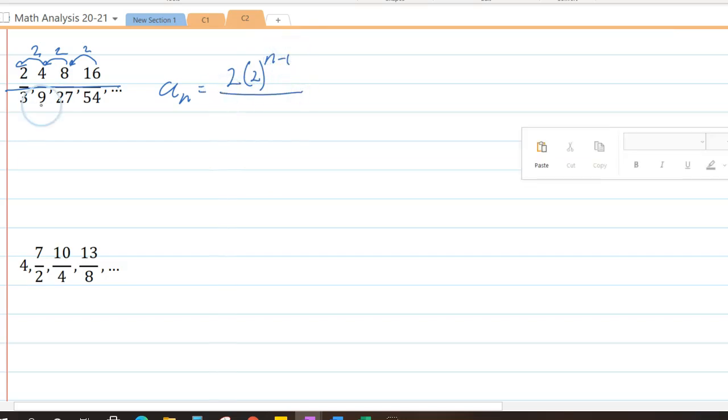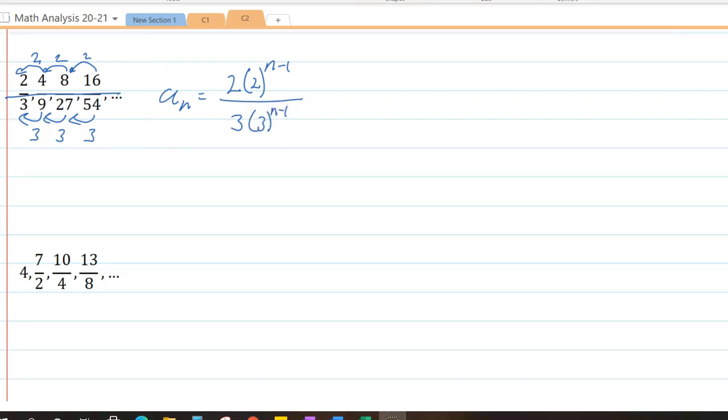Then do the same thing on the bottom. 9 minus 3 is 6. 27 minus 9 is not 6. So I try division. 9 divided by 3 is 3. 27 divided by 9 is 3. 54 divided by 27 is also 3. So my initial term is 3. My ratio is also 3. So I have 3 to the power of n minus 1.